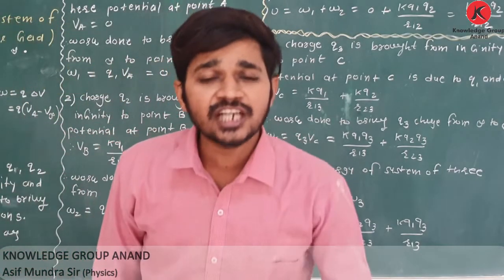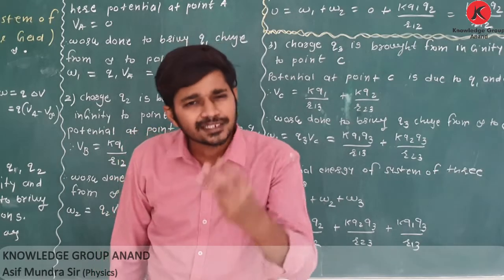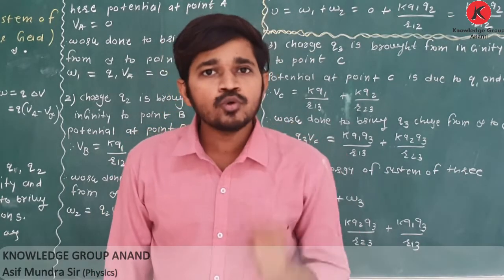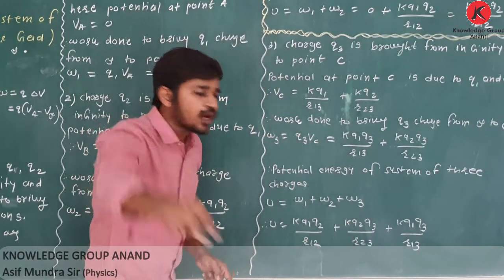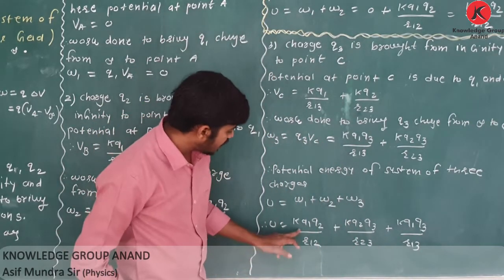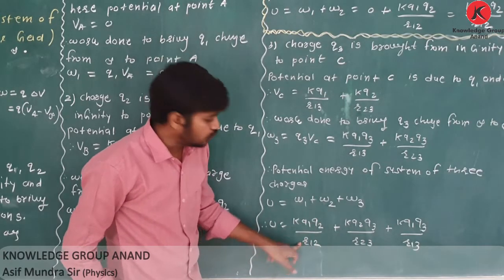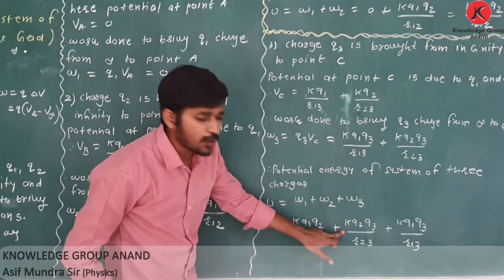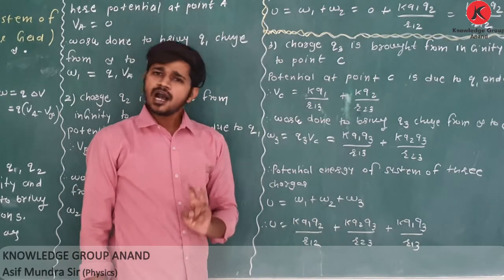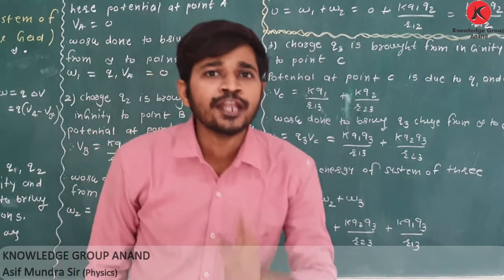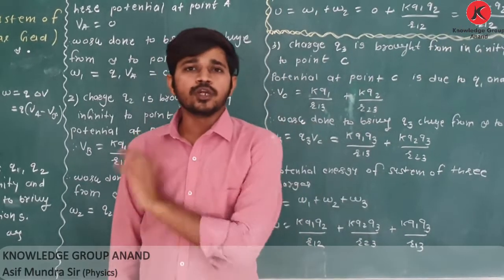You are given three charges. So between three charges, how many pairs are possible? Yes, three. Between 1 and 2, 2 and 3, and 1 and 3. So for each pair, what is the equation of potential energy? KQ1Q2 upon R12, potential energy for 1 and 2. KQ2Q3 upon R23 for 2 and 3. And this is for 1 and 3. If you are given two charges only, then you can use this equation KQ1Q2 upon R12.